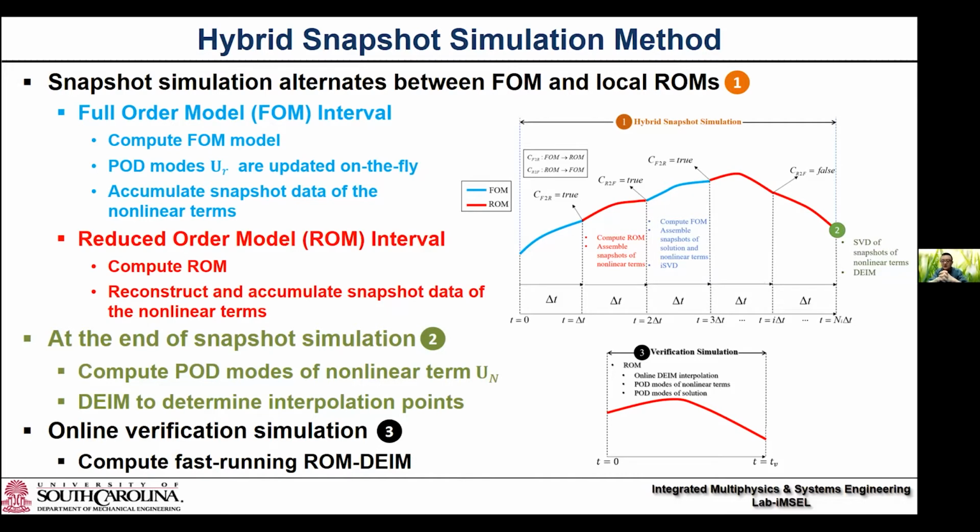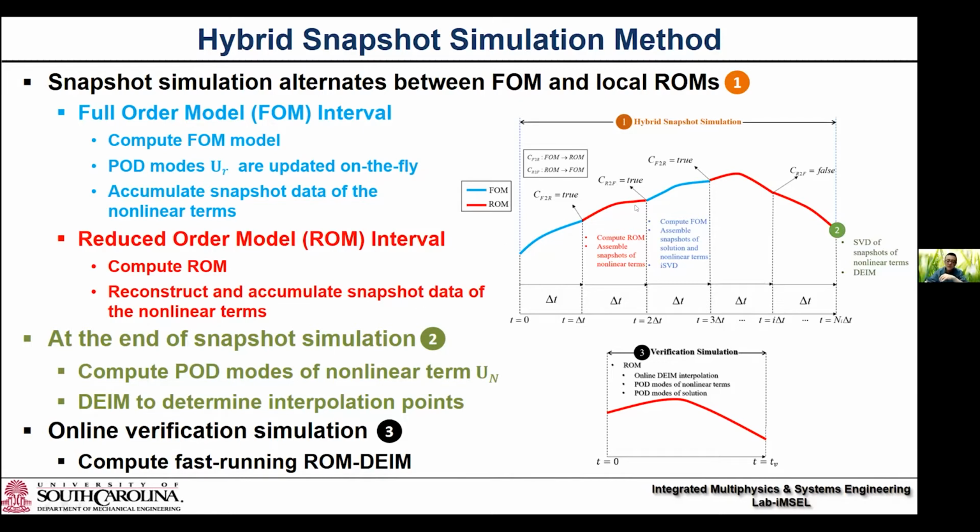Then each interval can be simulated by the full order model or the reduced model. Look at this. The blue curve represents the interval of the full order model, and the red one represents the interval of the reduced model. Within the full order interval, we will do three things. First, we compute the full order model, of course. Second, we compute the POD modes on the fly. I will explain what POD modes, proper orthogonal decomposition modes, are. We will also accumulate snapshot data of the nonlinear term, which is associated with the DEIM and will be discussed later.